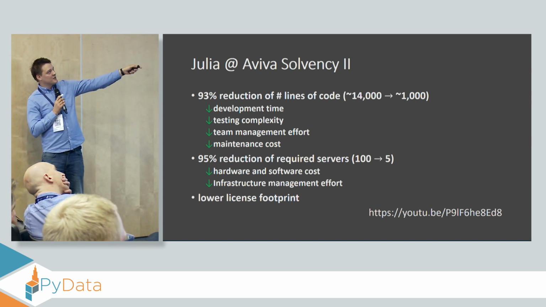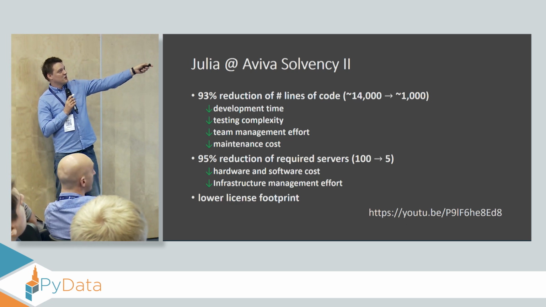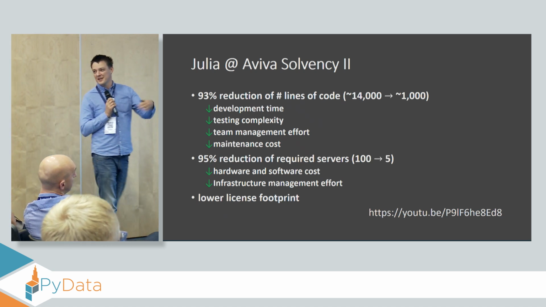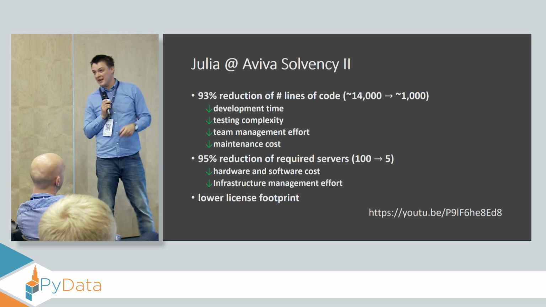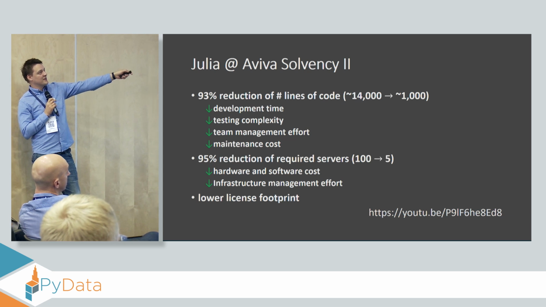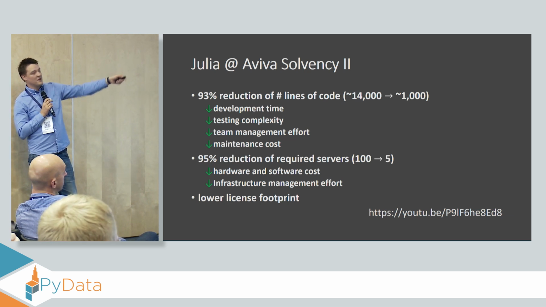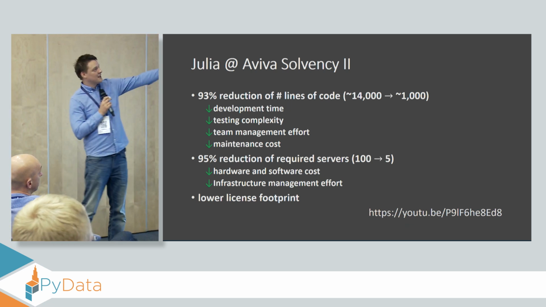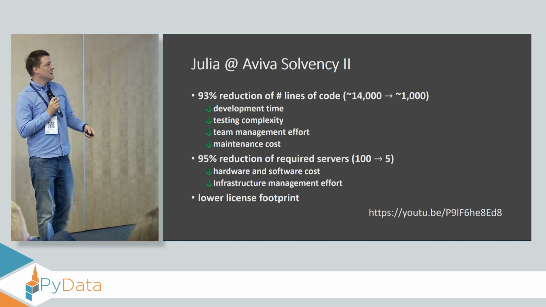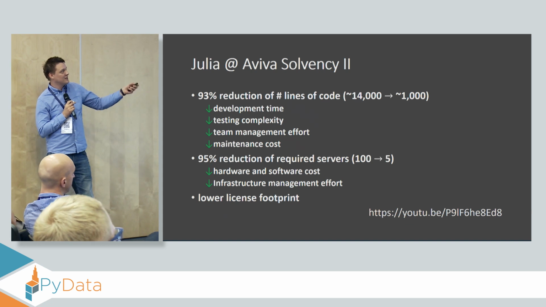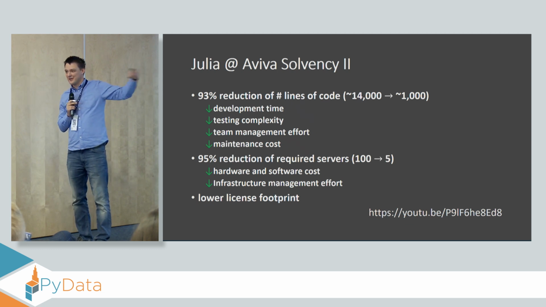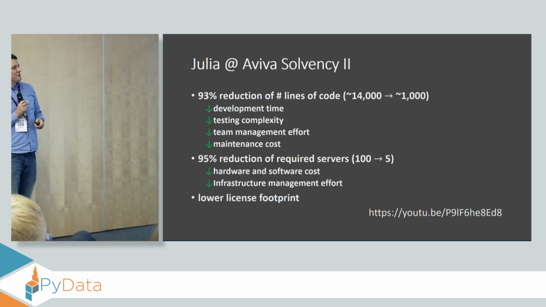So Aviva reports that, first of all, using Julia allowed them to reduce the amount of code they had to write to run those Solvency II calculations. And the second thing is that the code anyway was around 20 times faster. So on large deployments, it means going down from 100 computers to 5 computers. And of course, in the end, they said that because of all this, they also have a lower license footprint, because for every server, it's not only the server, but you have to buy software for it.